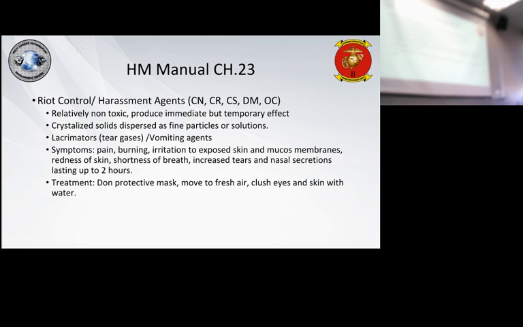So riot control, harassment agents. They're relatively non-toxic, produce immediate but temporary effect. Crystallized solids dispersed as fine particles or solutions. Tear gases, vomiting agents. The symptoms are pain, burning, irritation. So we've kind of experienced this before, and it can last up to 2 hours. The treatment: you're going to don your protective mask, move to fresh air, like you would at the gas chamber. Next.